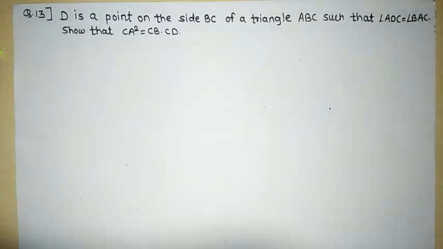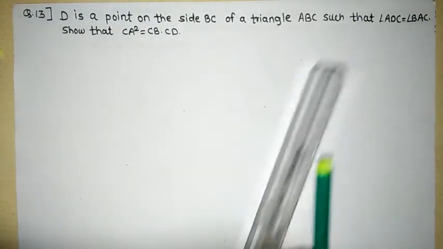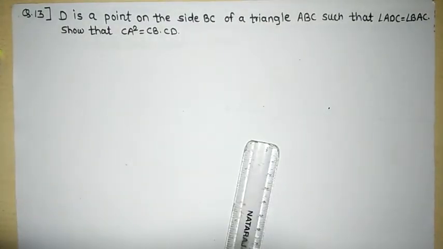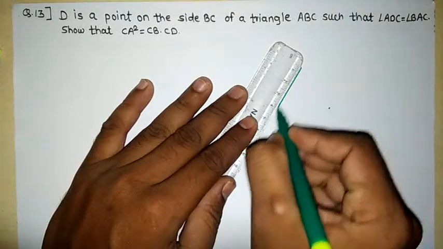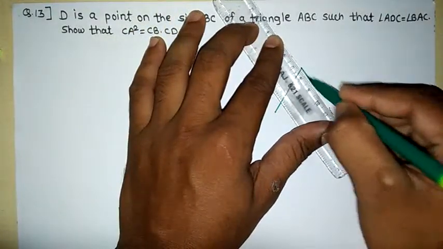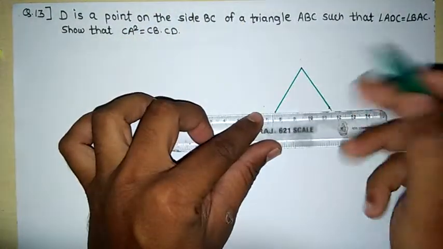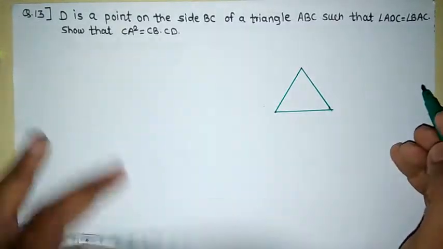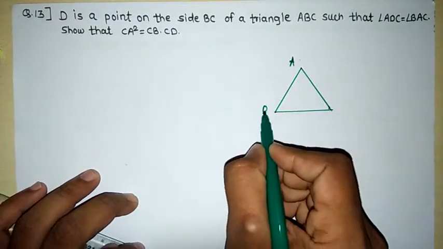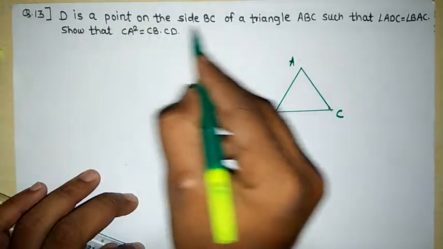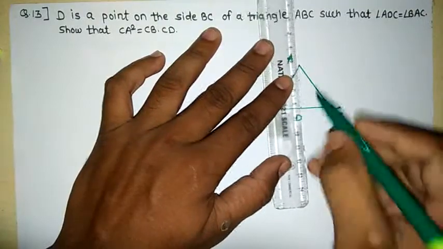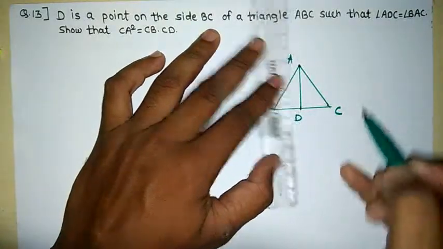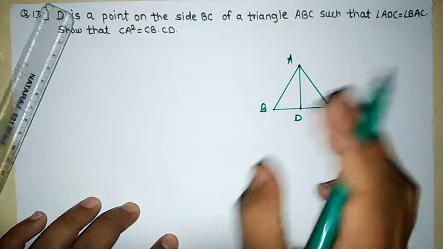First we will draw the diagram according to the given condition. See here, what is given? D is a point on a side BC of a triangle ABC. Therefore, first we have to draw the triangle ABC. Suppose this is a triangle ABC. Now, D is a point on a side BC. There is a point D on a side BC. Now I will join AC and AD.